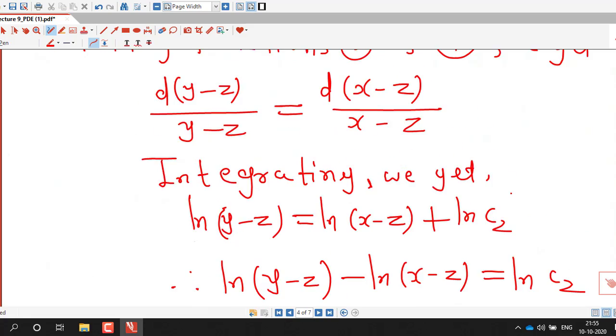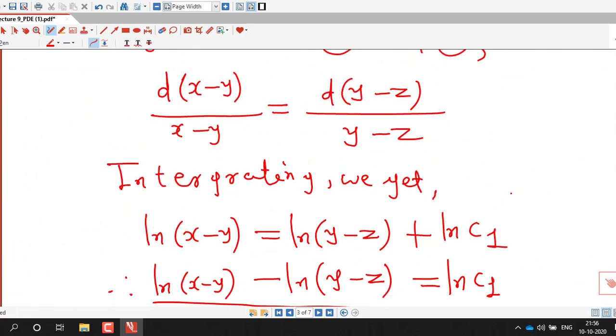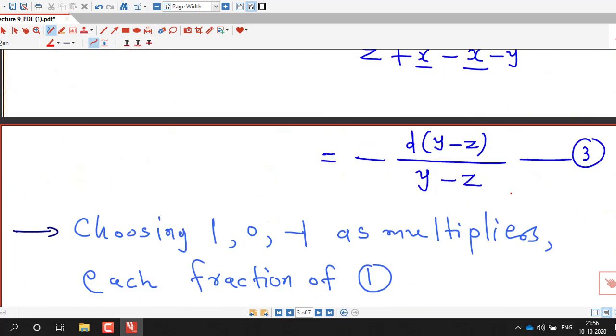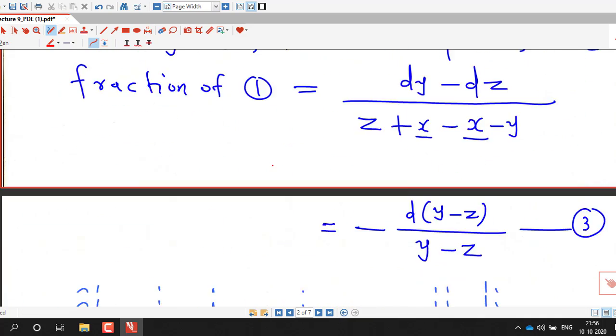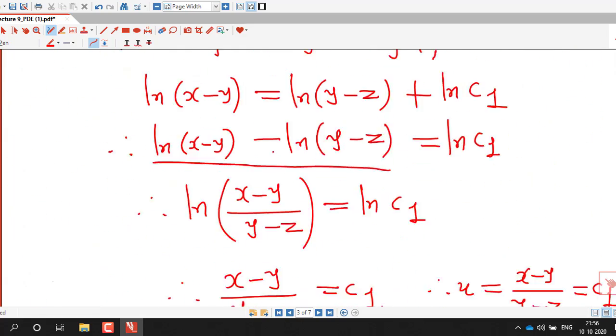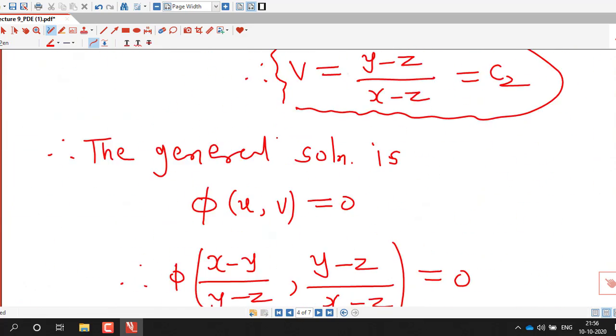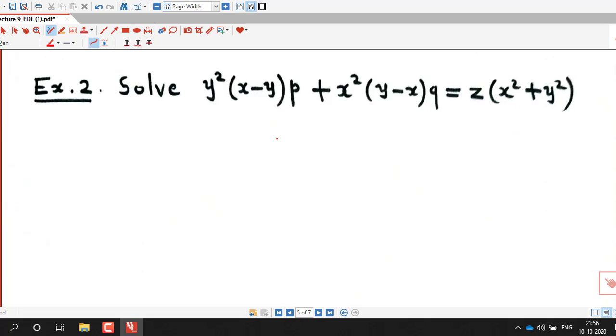So in this way we can use this method of generating new fractions such that the numerator is the exact differential of the denominator, and using this idea we can solve the Lagrange Quasilinear equation. So we consider one more problem of this type. The given equation is a Lagrange Quasilinear equation.